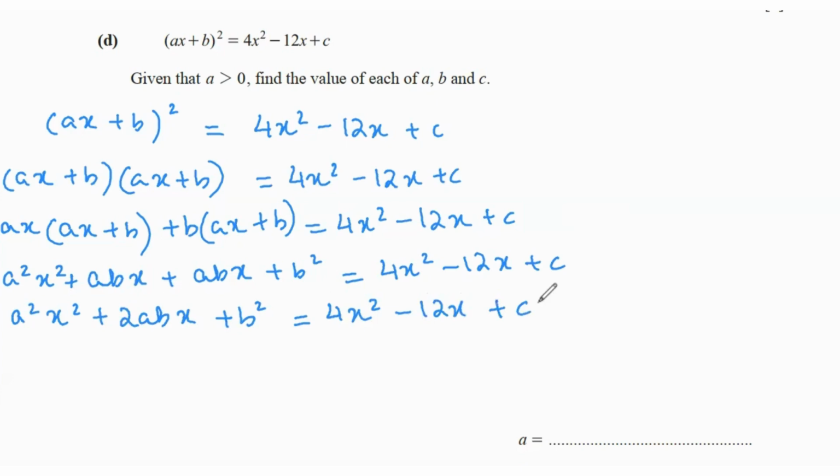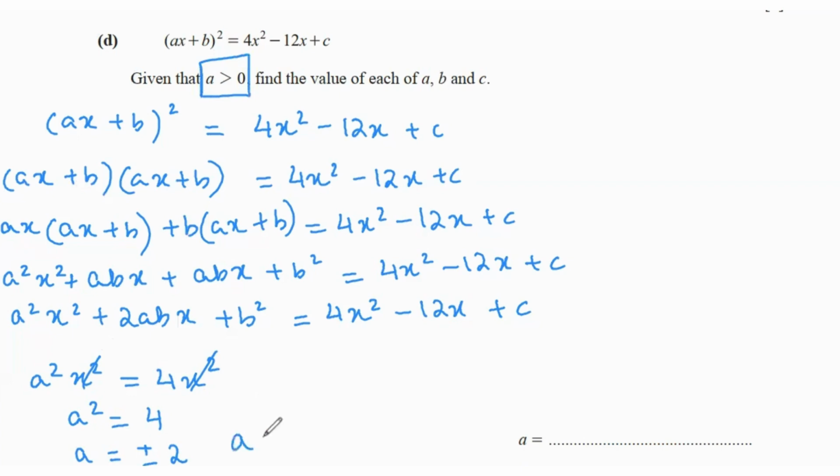Since both sides are equal, we can compare the terms, which means a squared x squared is the same as 4x squared. x squared gets cancelled out. a squared equals 4. a equals plus or minus 2 because we take the square root of 4. Since they say a is supposed to be greater than 0, we leave out a equals negative 2 and choose a equals 2.